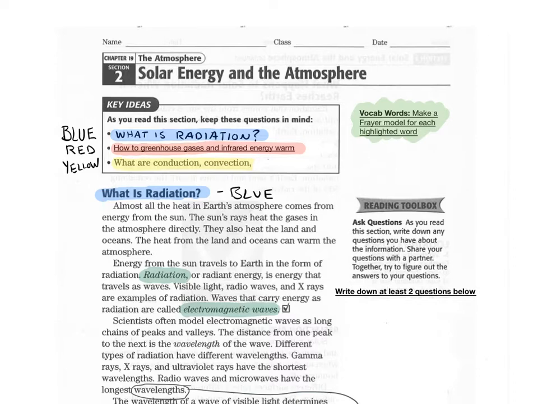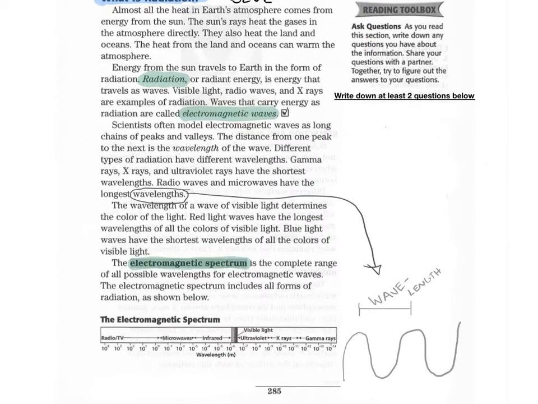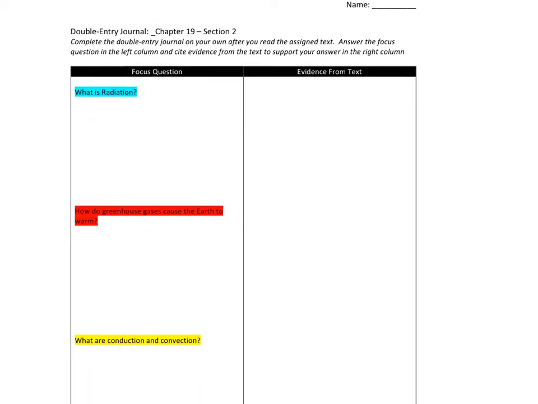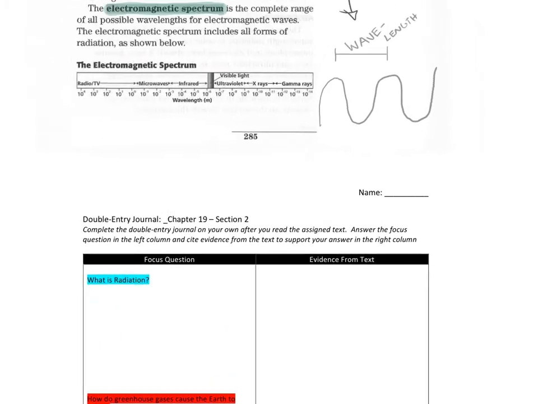The first thing should be this packet here. Yours doesn't have color on it, but it should say Section 2, Solar Energy and the Atmosphere. It's probably about 6 pages. And you should also have this in front of you. It is our double journal entry. It has these 2 columns, focus question and evidence from the text. So you should have those 2 pieces in front of you, so make sure you have that right now.